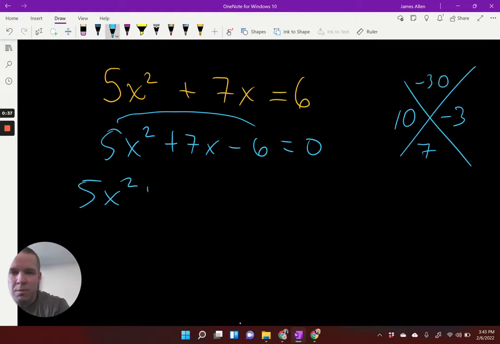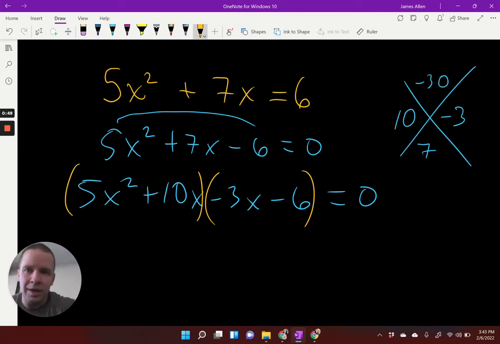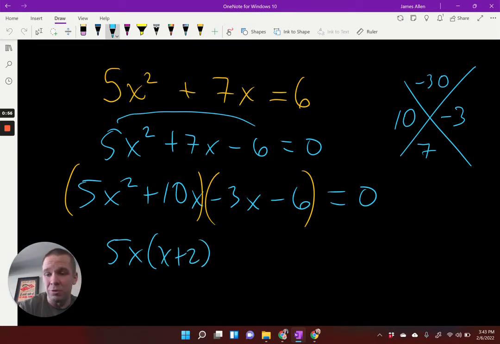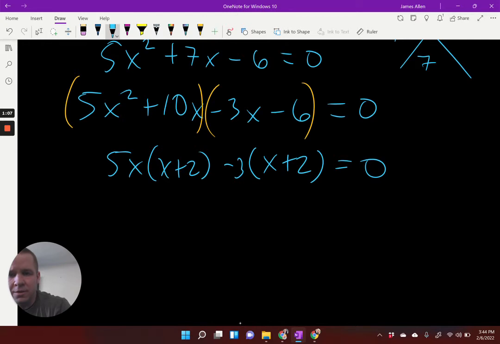So I got 5x squared plus 10x minus 3x minus 6 equals 0. Time to group them. Group the first two, group the last two. I want to include that sign with that negative 3. Here's why. After I take out my GCF for the first one, which is 5x, I'll be left with x plus 2. Now, if that lead term of the second group is negative, I'm going to take that out with it. So I'd have negative 3, and then I'll have x plus 2. Cool. Equals 0. All right, now I've got 5x minus 3, and I have x plus 2.